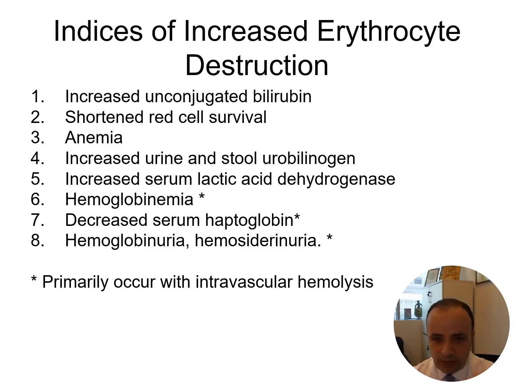So these 5 entities, you see them in both extravascular and intravascular hemolysis. Items 6, 7, 8 are seen mostly in intravascular. We see hemoglobinemia, you have decreased haptoglobin, hemoglobinuria, and hemosiderinuria, as we mentioned before.